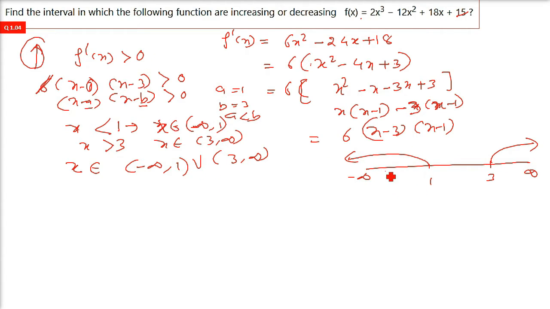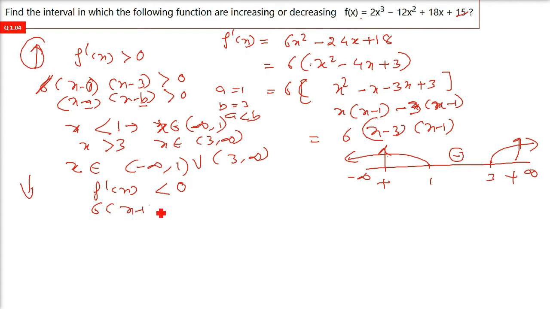Now you can very well assume that anything which is between 1 and 3 has to be decreasing, because if you mark the left and right as increasing, the part in between has to decrease, the function has to decrease. So the function is saying in which interval it is increasing and in which interval it is decreasing. You have to show both of them. This is f dash x which is less than 0.